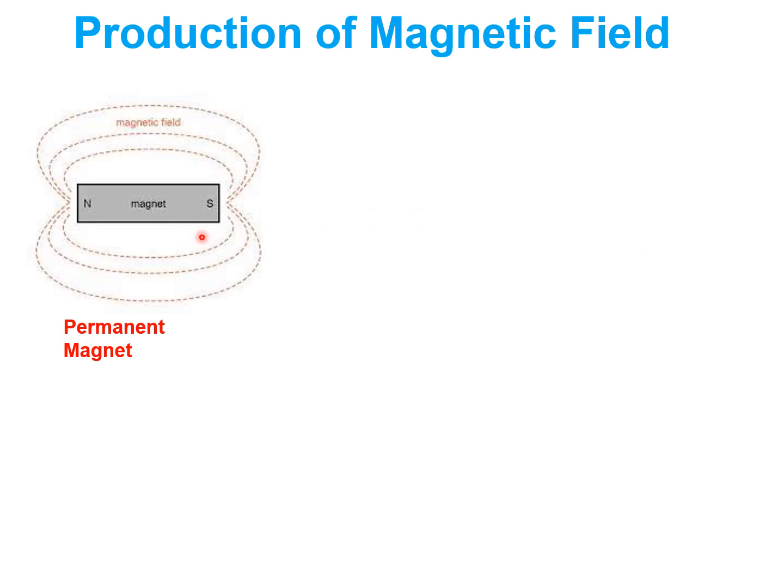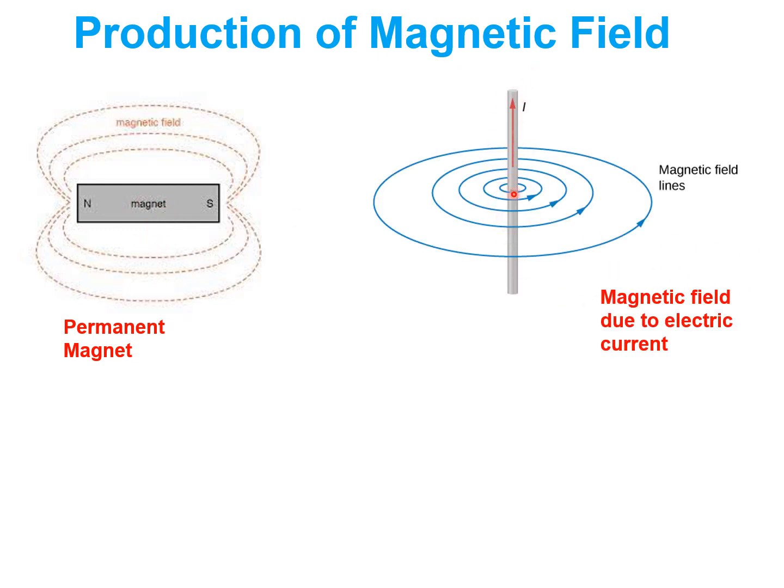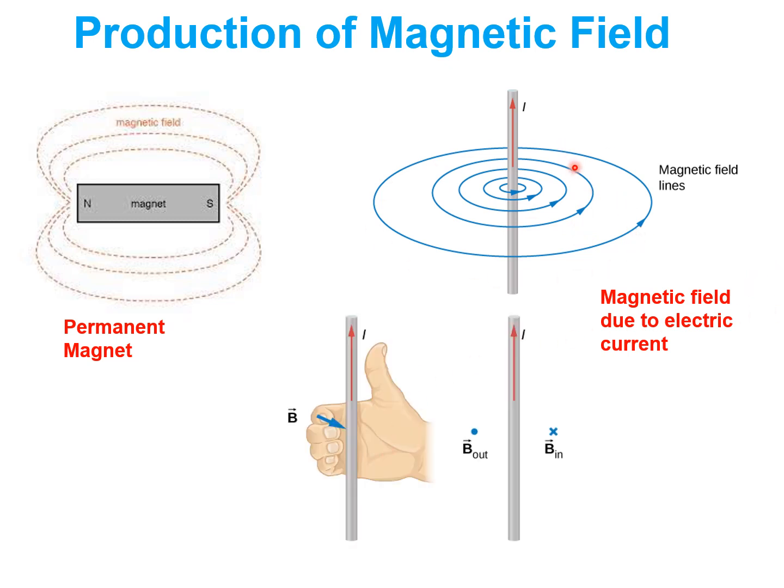As we know, a magnetic field can be created by a permanent magnet, which has a north pole and a south pole and some magnetic field around it. The magnetic field can also be created by a current carrying source or current carrying wire. It was first observed by Oersted that a current carrying wire can create a magnetic field around it.